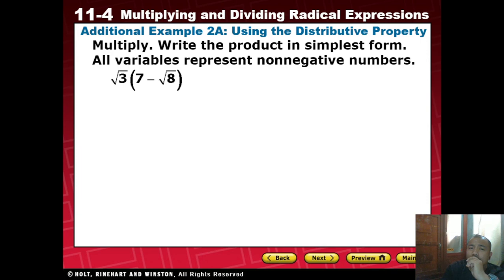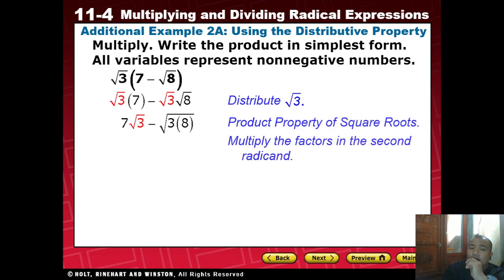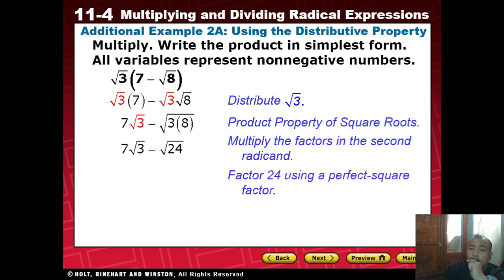Next, using the distributive property, multiply square root of 3 times quantity 7 minus square root of 8. First, distribute square root of 3, that means square root of 3 times 7 minus square root of 3 times square root of 8. By product property of square roots, 7 square root of 3 minus square root of 3 times 8. Multiply the factors in the second radicand, 3 times 8 is 24. So 7 square root of 3 minus square root of 24. Then let us simplify square root of 24. Factor 24 using perfect square factors, which are 4 times 6.